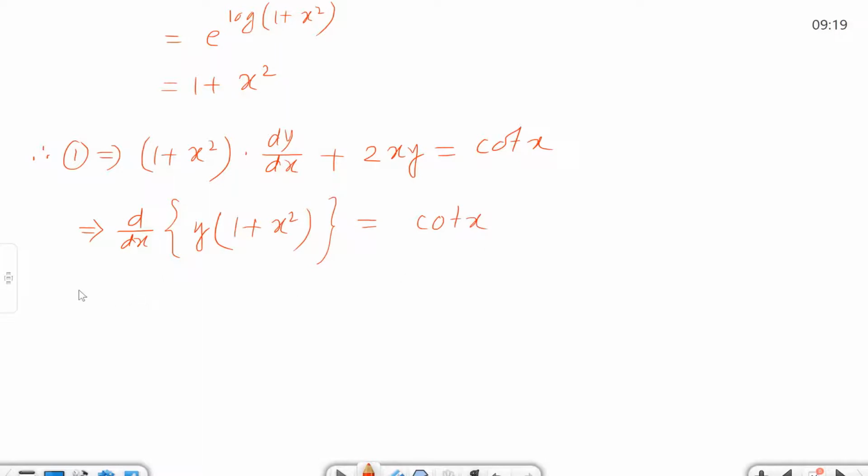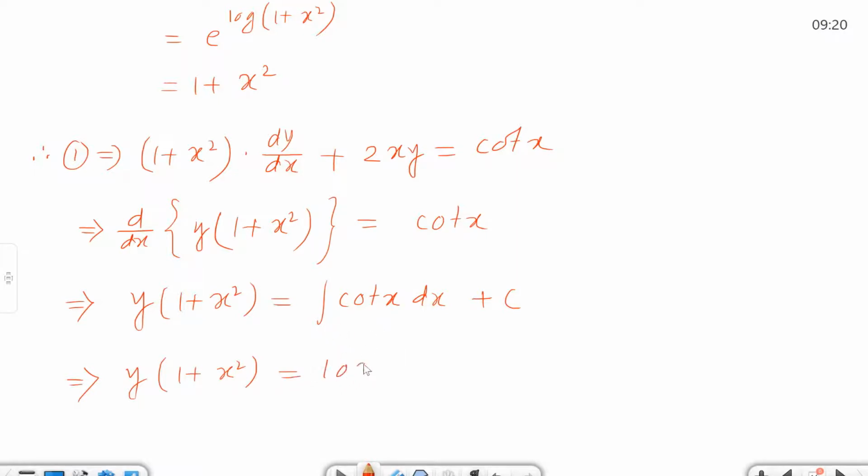Now remove dy/dx from the left, we have only y into 1 plus x square equals integration of cot x dx plus constant c, that implies y into 1 plus x square is equal to integration of cot x, which is log of sin x, plus c. You may give modulus here, and this is the answer.